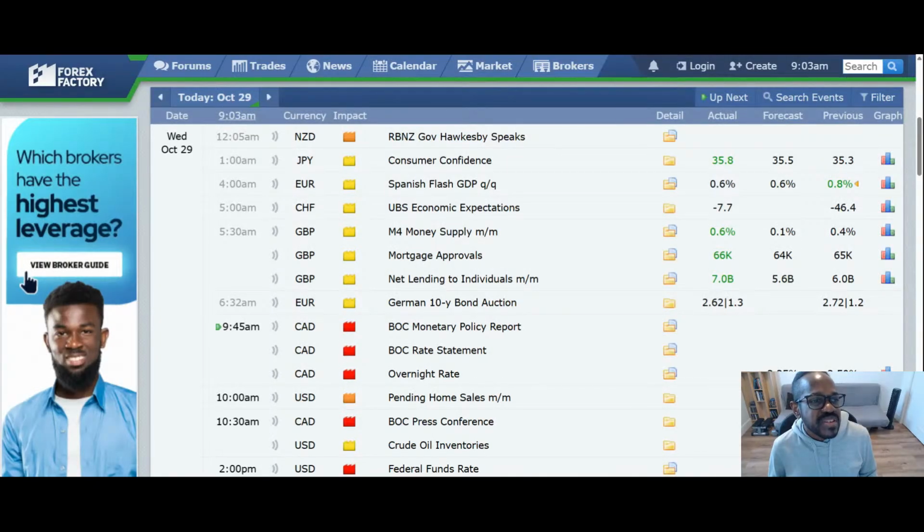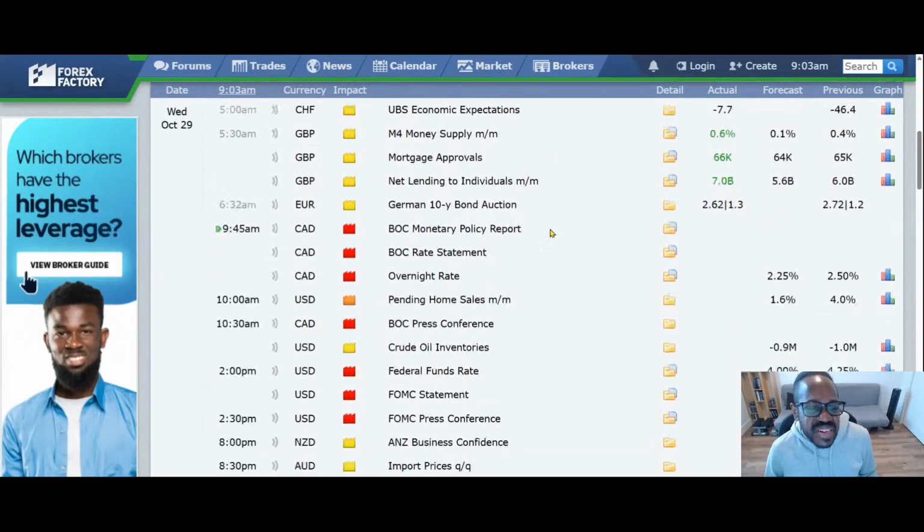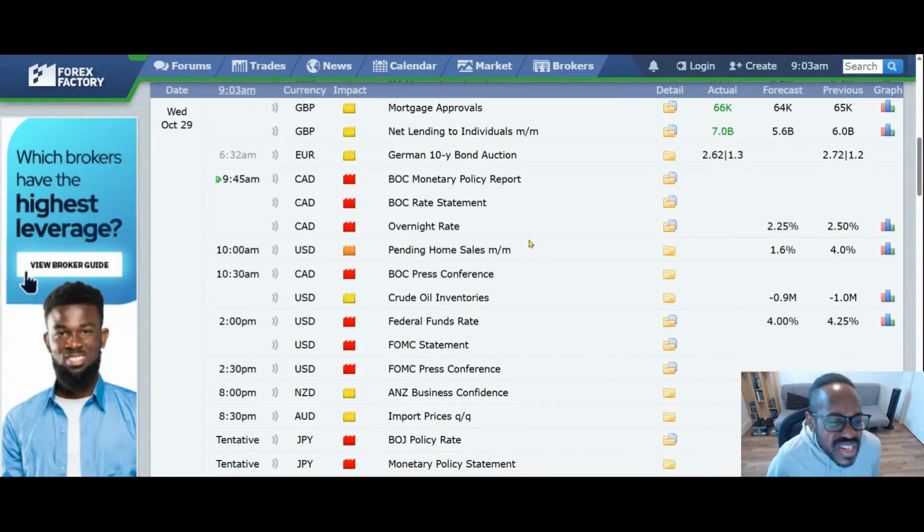First, we're going to be looking at the news calendar, as always, so we get started with our day. This morning we had a few news items, especially in regards to the euro, like the Spanish flash GDP quarter that came out. We had German news also. But for our session here, we have CAD.